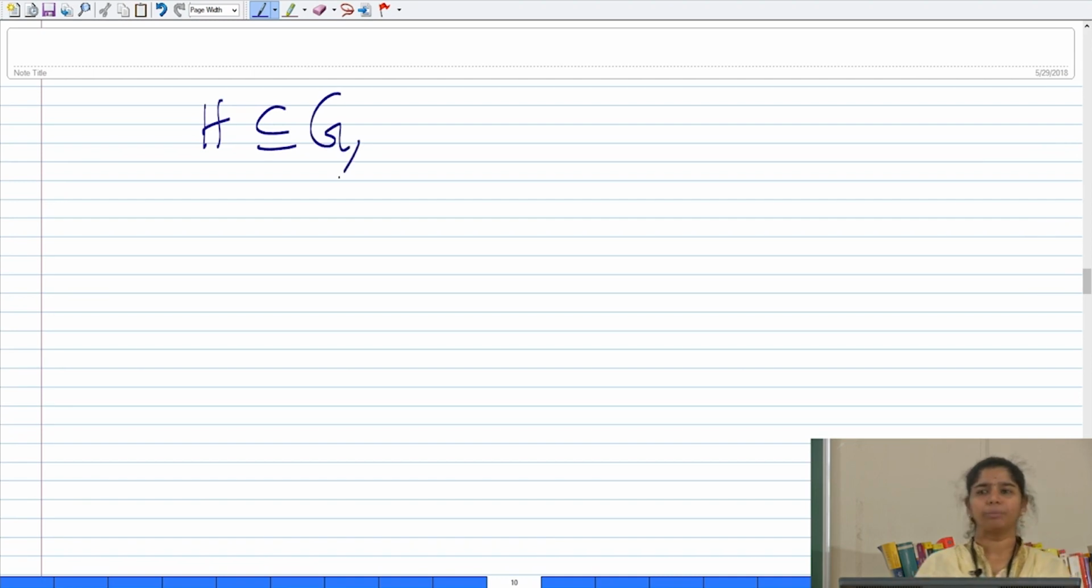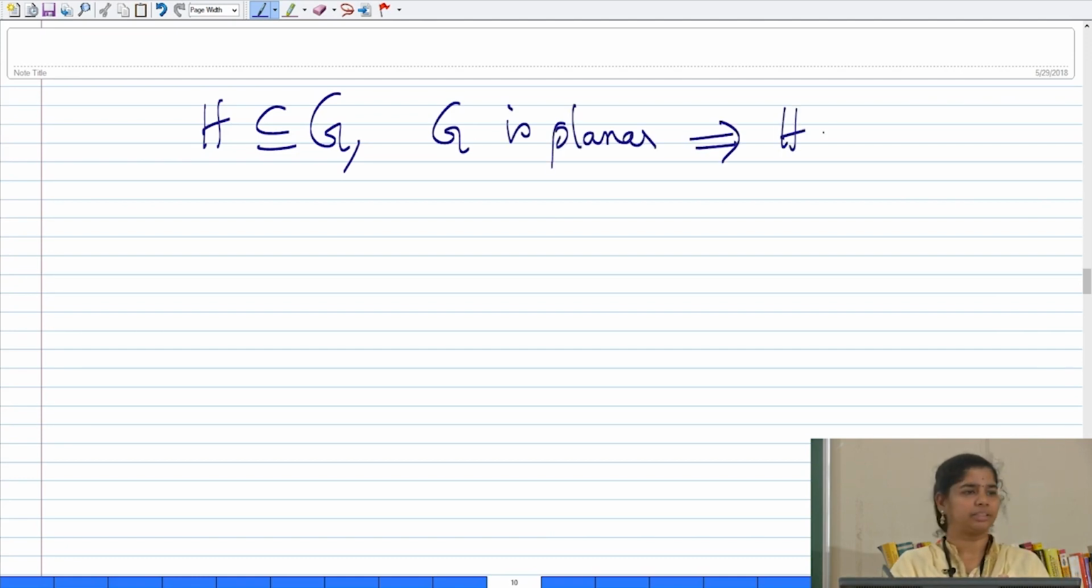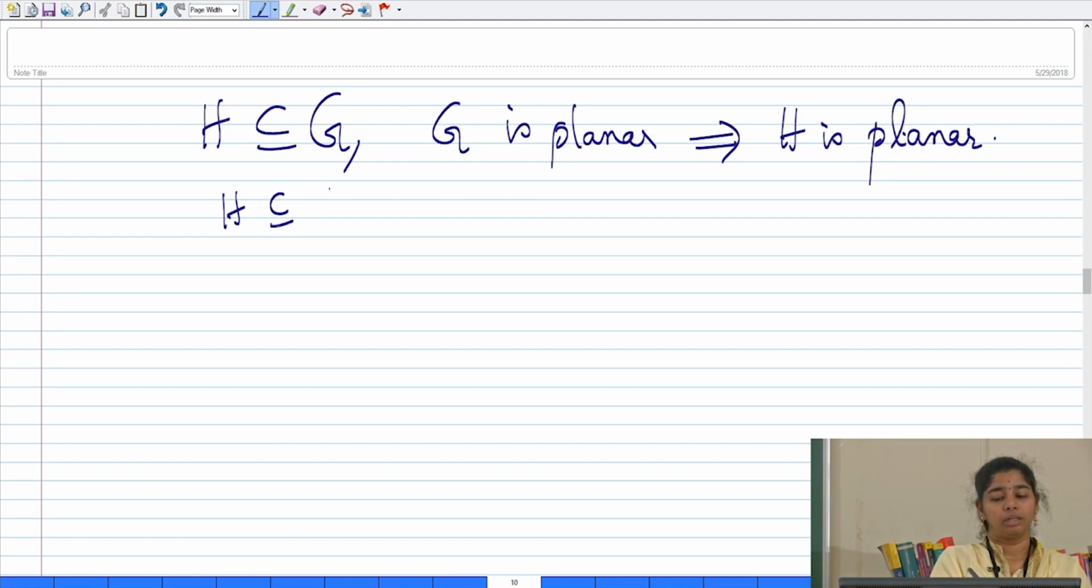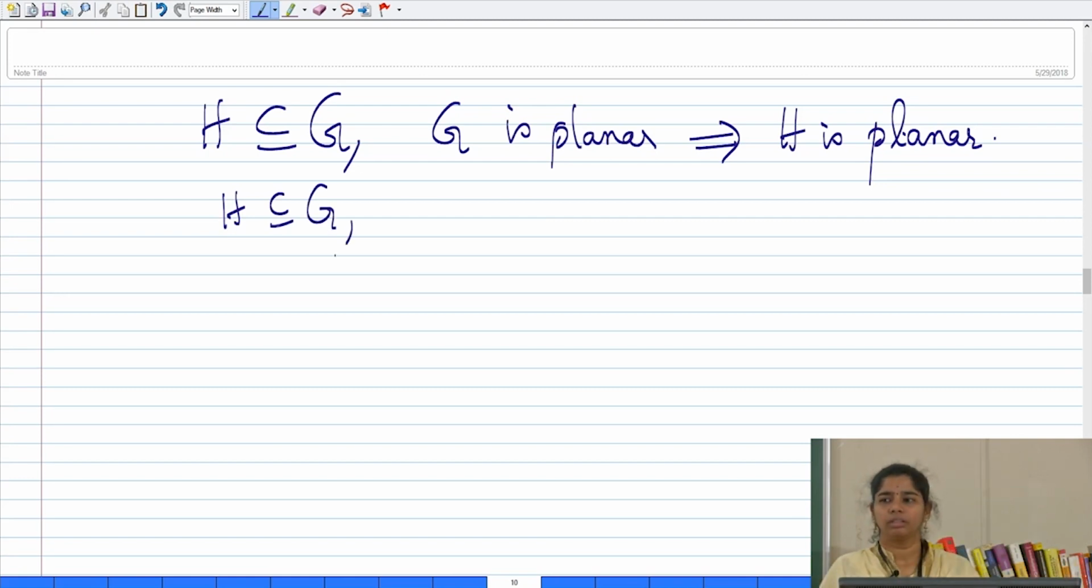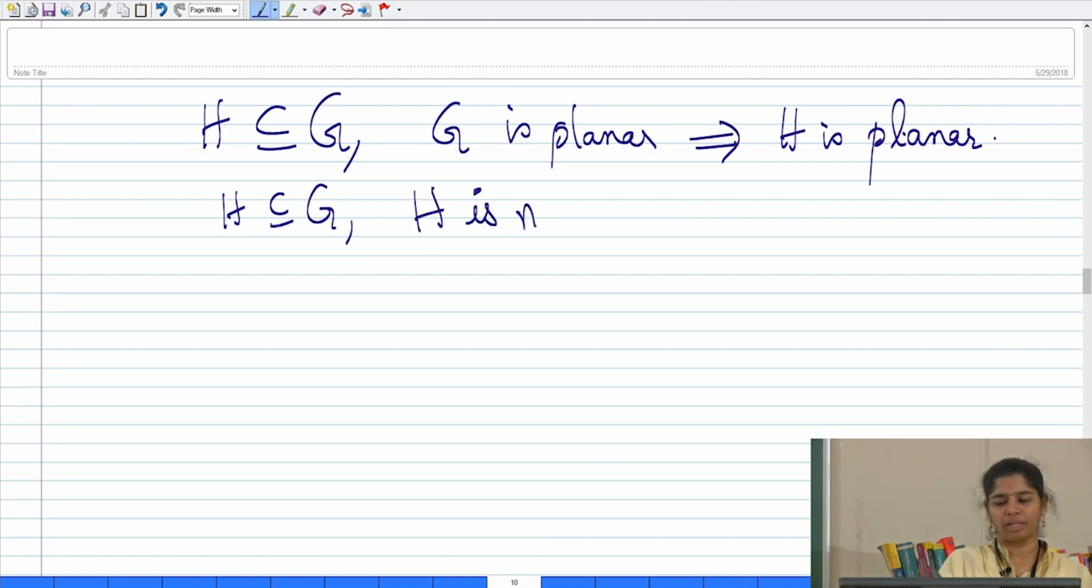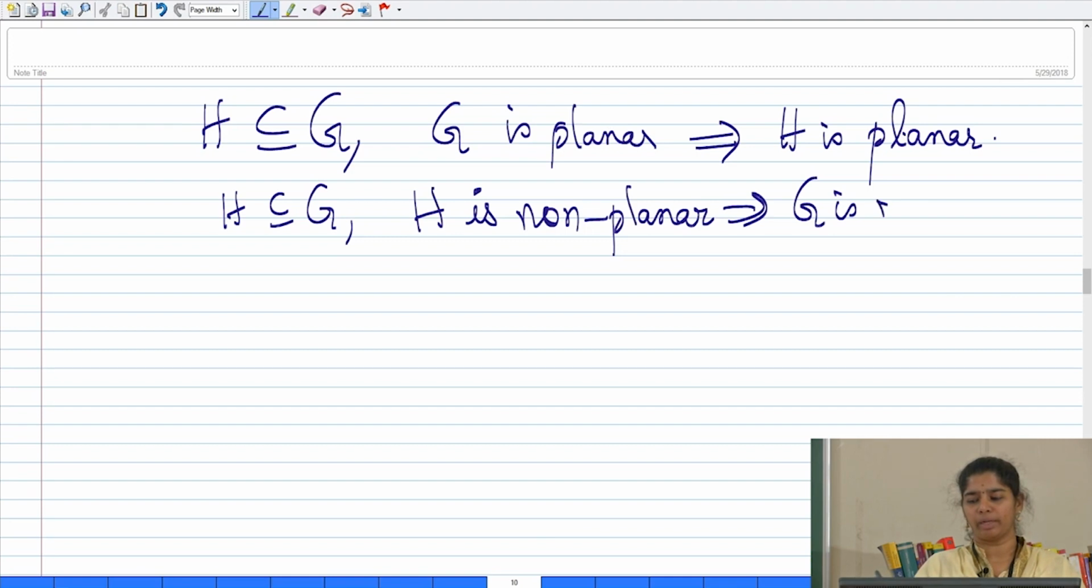If you see the properties of these planar graphs and subdivision, we have certain interesting properties. Suppose H is a subgraph of G. We have seen already that if G is planar, then H is also planar, that is the hereditary property we have been talking about. What can I say the other way round, about non-planarity? In similar lines, if H is non-planar, then I can immediately say G is also non-planar. When G is planar, I know subgraphs are all planar, but if it has one non-planar subgraph, then I can immediately conclude that my graph is also non-planar.